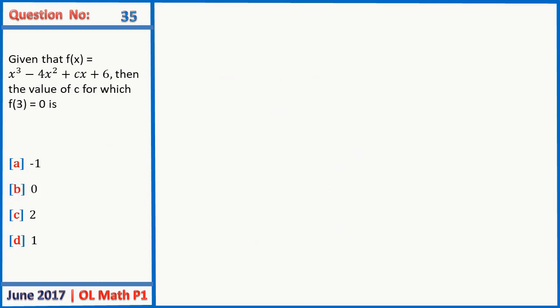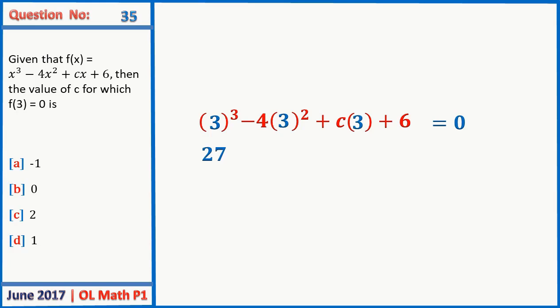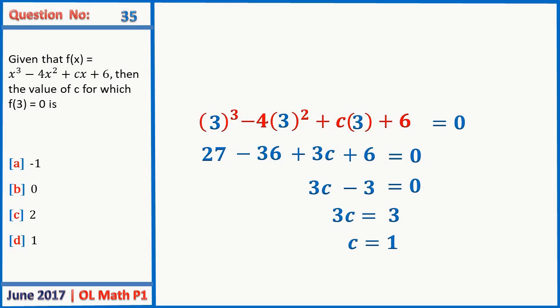Question 35. Given the function, the value of c for which f of 3 is 0 is. Here we have the remainder theorem. The remainder is 0 means that this number is a root. So f of 3 means put 3 into the function. So I'll put 3 all through. I simplify, and we'll be left with 3c minus 3 equals 0, and c will equal 3 divided by 3, which is 1. The key is D.